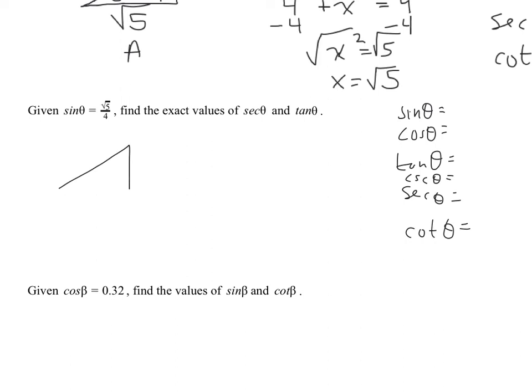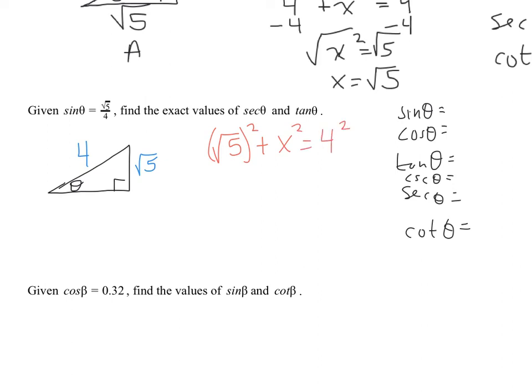So I'm going to draw another triangle with a theta, and it doesn't matter where I put the theta, I'm just going to put it in this corner. Sine is still opposite over hypotenuse, so the 4 is the hypotenuse, and the opposite side is square root of 5. So this works very similar to the one above, so I'm going to find the missing side by doing Pythagorean Theorem. So square root of 5 squared plus the missing side squared equals 4 squared.